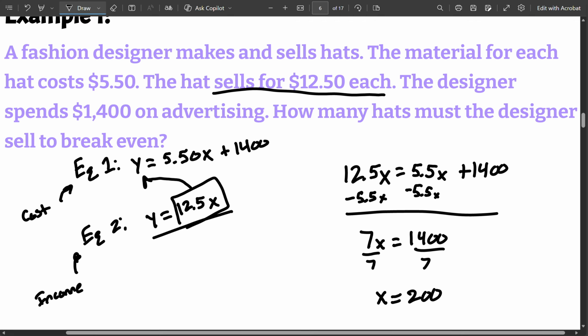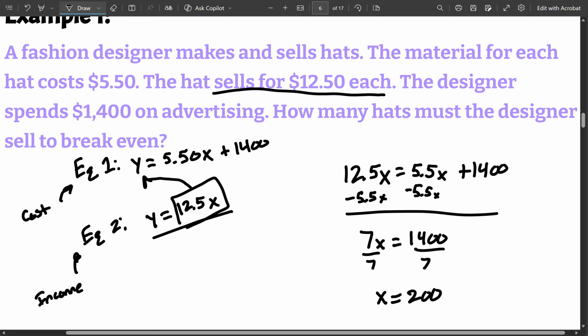Well, so here's the answer. 200 is how many hats have to be sold to break even. So the owner has to sell 200 hats to make as much money as it has cost her to advertise and to produce the hats.